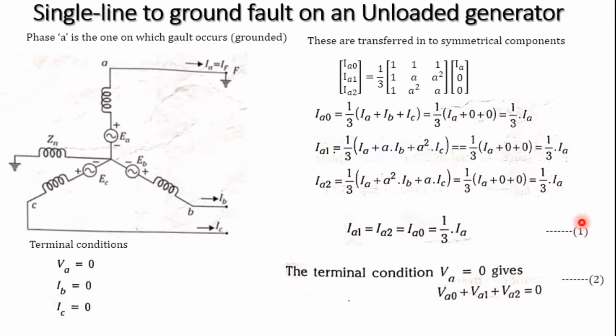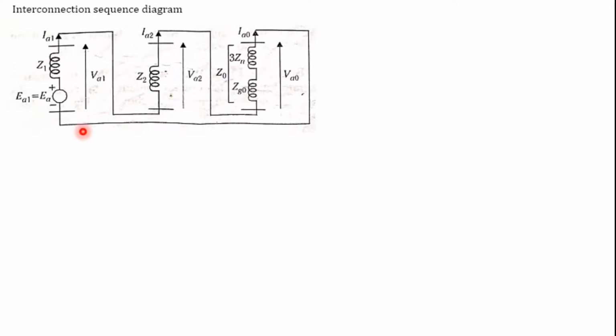From equations 1 and 2 we can notice that the current remains the same and the voltages are going to add up. So from this we can understand that the sequence networks are said to be connected in series. Based on that we can write the interconnection sequence diagram, with VA1, VA2 and VA0.